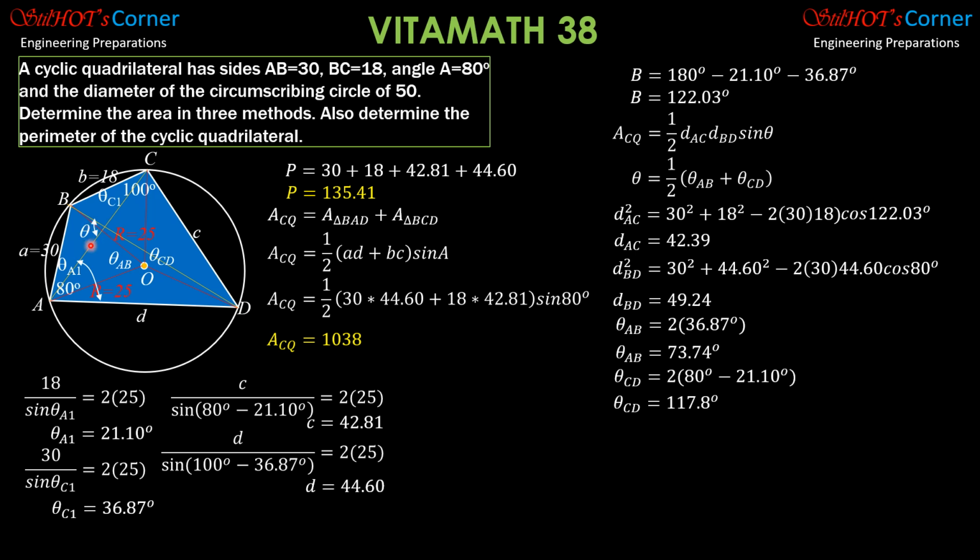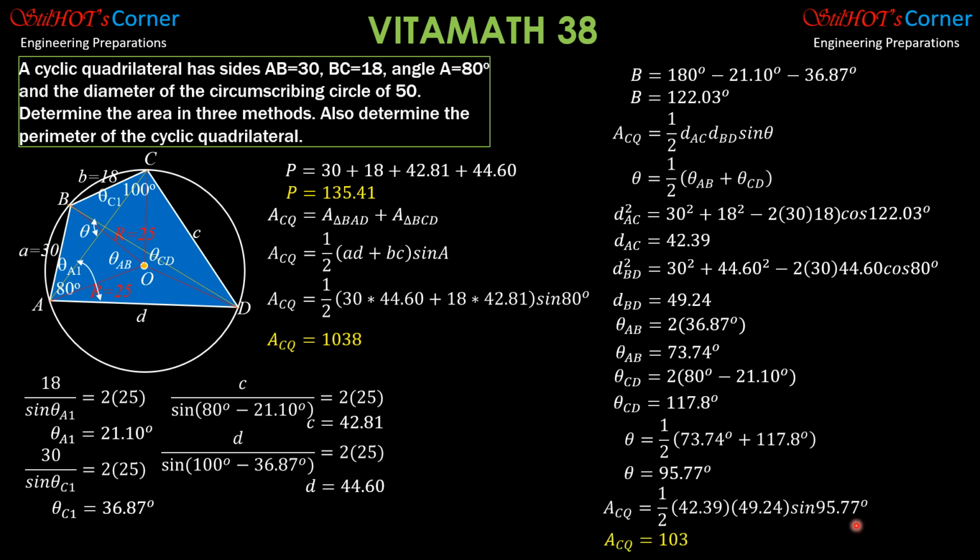Therefore, this angle theta here is the average of angle theta AB and theta CD. So 1 half of 73.74 degrees plus 117.8 degrees. So theta is 95.77 degrees. So finally, area of cyclic quadrilateral, second way, is 1 half times this equation: 1 half times 42.39 times 49.24 times sine of 95.77 degrees. So the area of cyclic quadrilateral, the second way, is 1038 square units also.